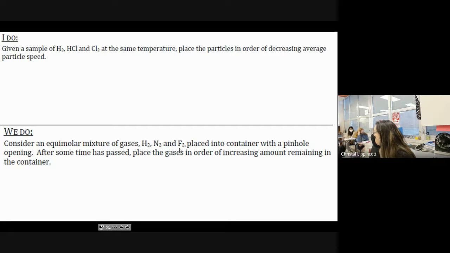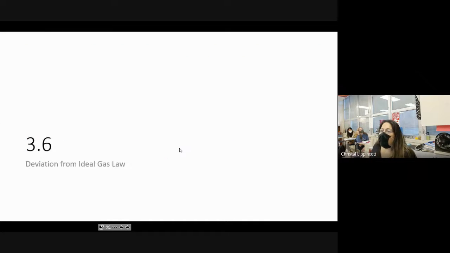Okay? It's like me running around a track versus some skinny thing running around a track. I'm going to take longer. There are a lot of factors in that too, but we'll just talk about weight right now. All right. The next part is deviation from the ideal gas law.